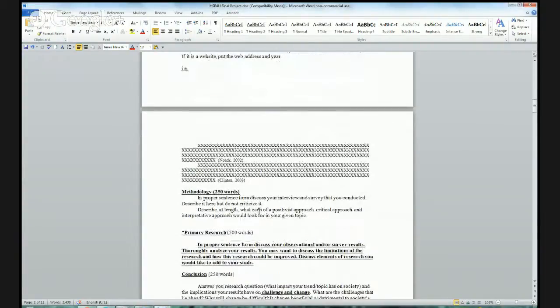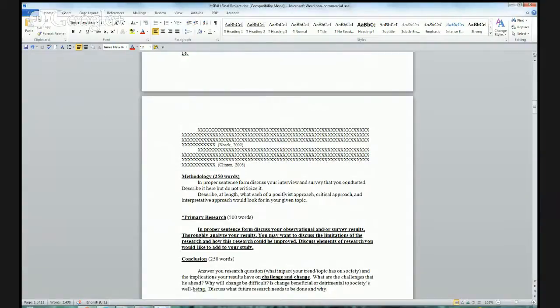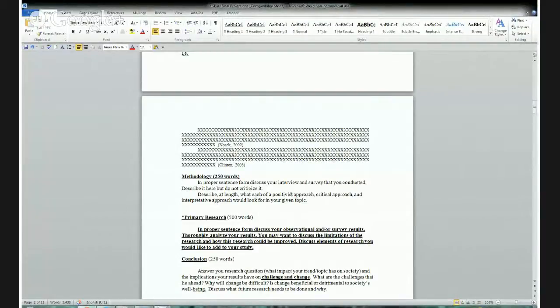Okay, so the next part's methodology, and you've done a lot of this. Discuss your interview and survey, and describe why you did it and who you surveyed and such. Describe here, but don't criticize it here. Okay, and then again, this is from the first unit. Talk about how a positivist would research this topic, how a critical theorist would view this topic, and then how an interpretive would. I would probably have a paragraph for each of those three.